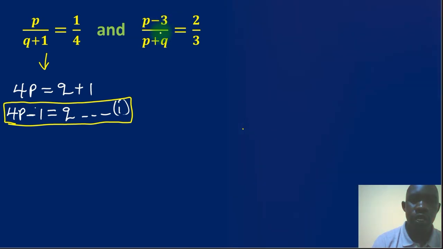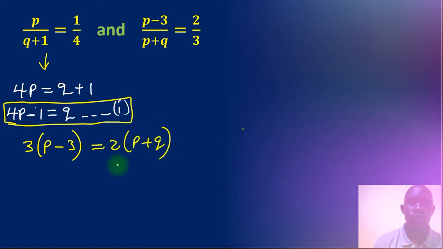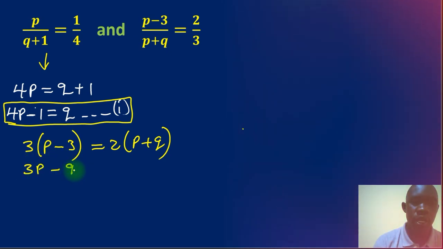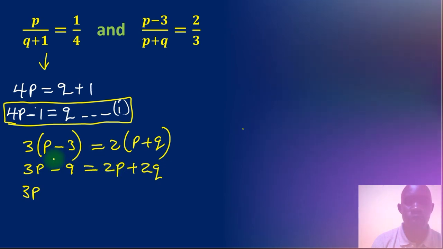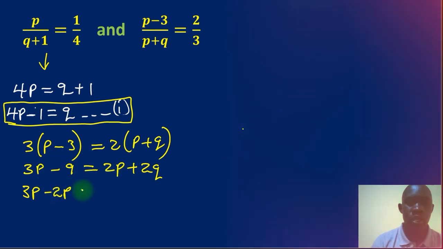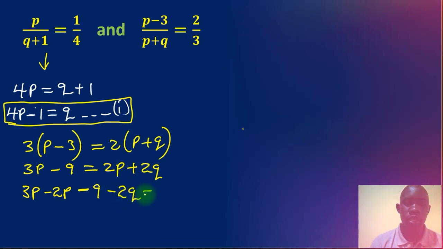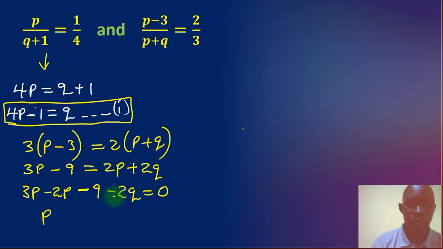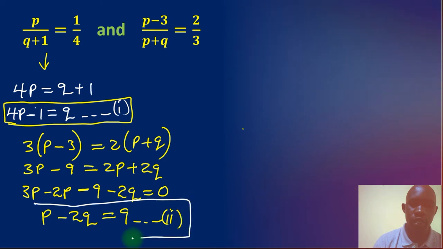Then we have the other equation. We cross multiply. So we have 3 times bracket p minus 3 will be equal to 2 times p plus q. Open the bracket. This is 3p minus 9 will be equal to 2p plus 2q. Collect the like terms together. So I have 3p. I take 2p to the left hand side, will be minus 2p, minus 9. I also take 2q to the left hand side, will be minus 2q is equal to 0. So this will be p minus 2q. Let me take minus 9 to the right hand side, will be 9. So this is the second equation.